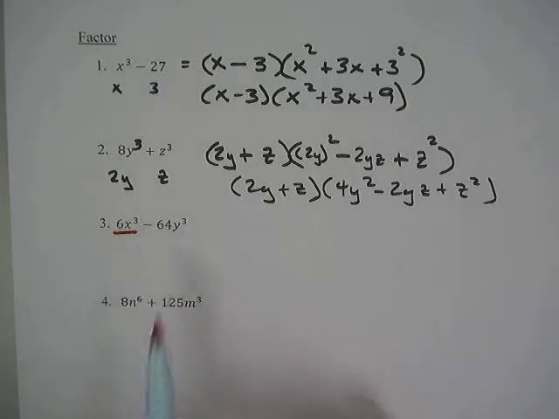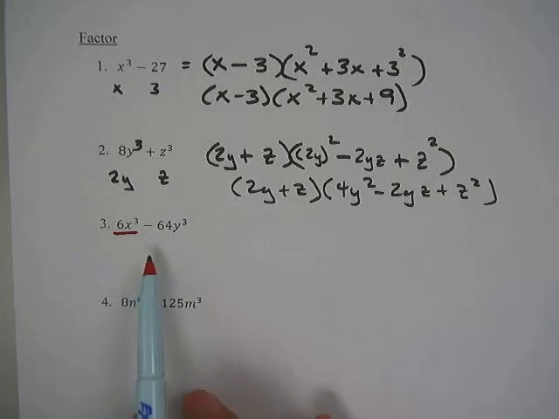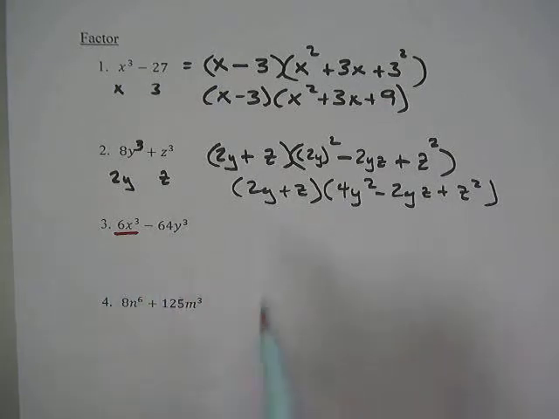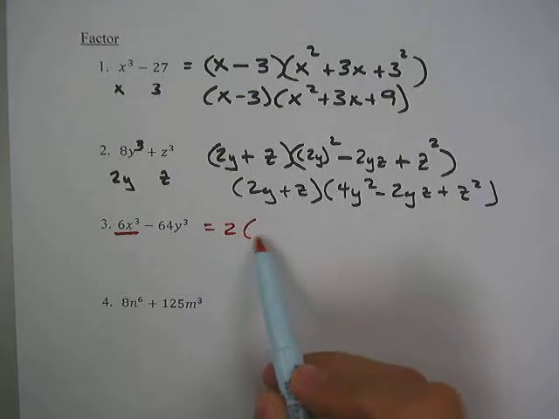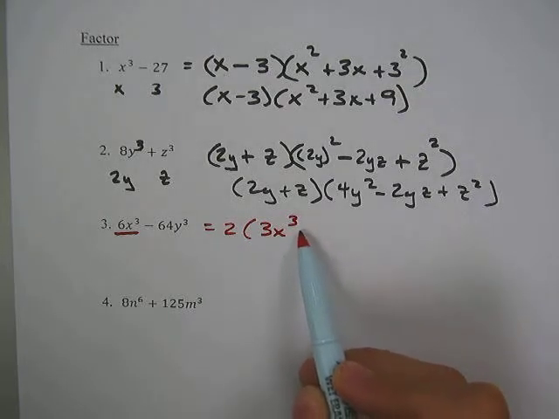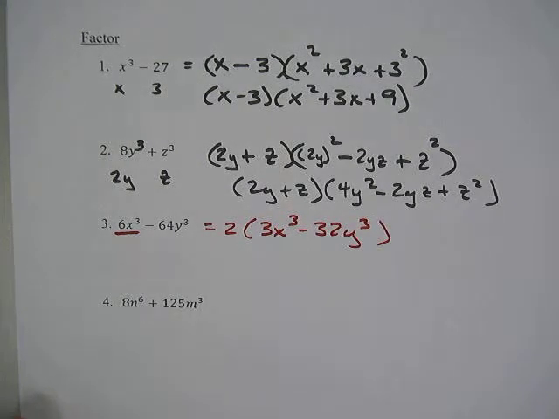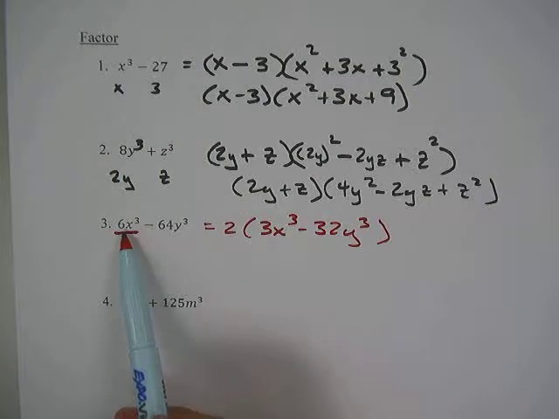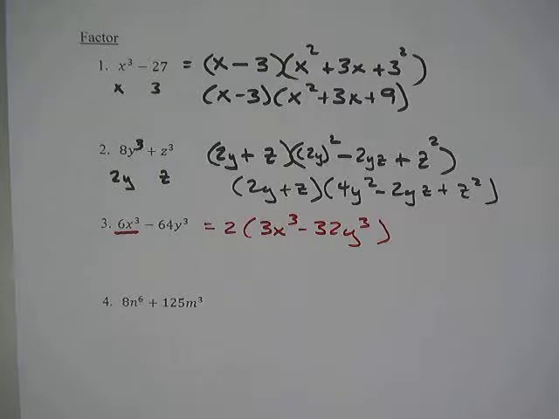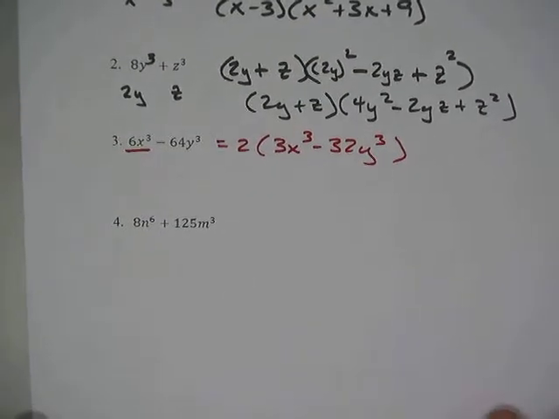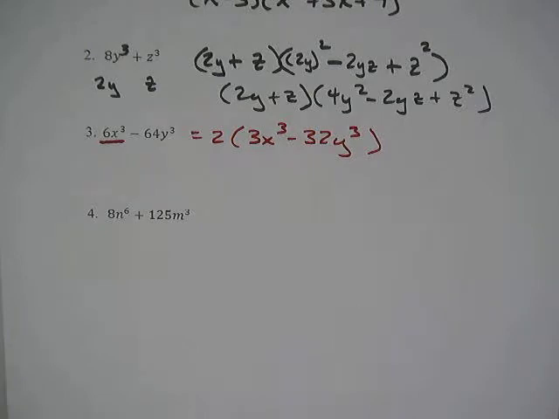So that's something you have to pay attention to, that even though it kind of looks like it, you got to pay attention. This is not a perfect cube. The only thing you really could do to this is, I noticed that you have a 6 and a 64, so I actually could factor out a 2, and I get 3x to the third minus 32y to the third. And that's it. Not super exciting. So the whole point of this one is make sure you pay attention. 2 plus 2 plus 2 is 6, but again, the cube root has to be something that's multiplied by itself 3 times. Okay, last one.